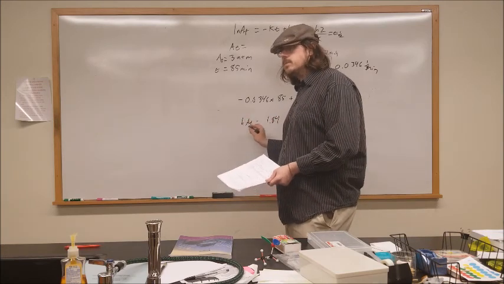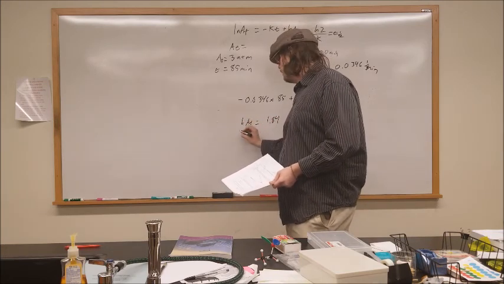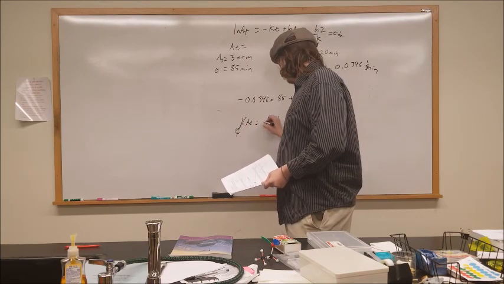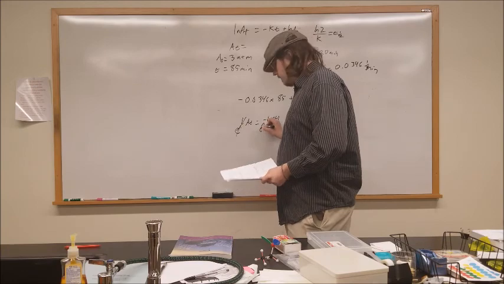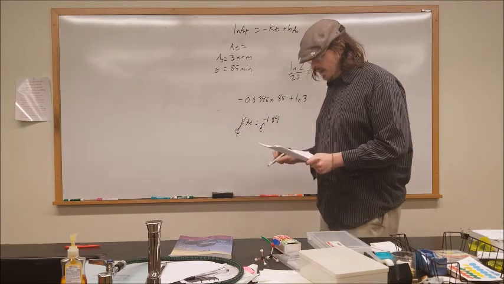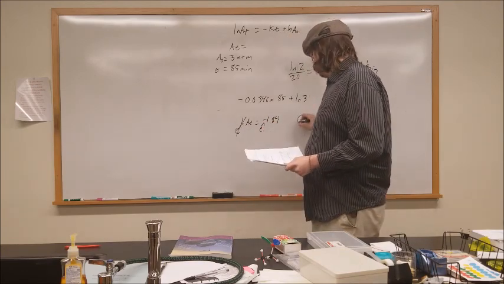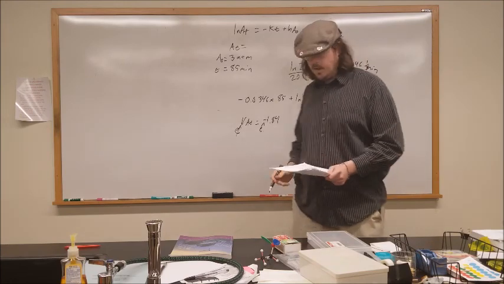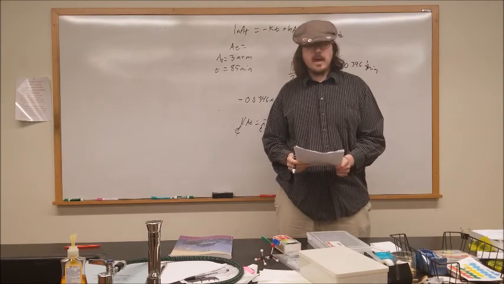So to get A sub t, we just have to take the inverse log of both sides. Inverse log cancels out that. Inverse log cancels out that. And you get how much is left? 0.158. And that is the answer. Answer A.